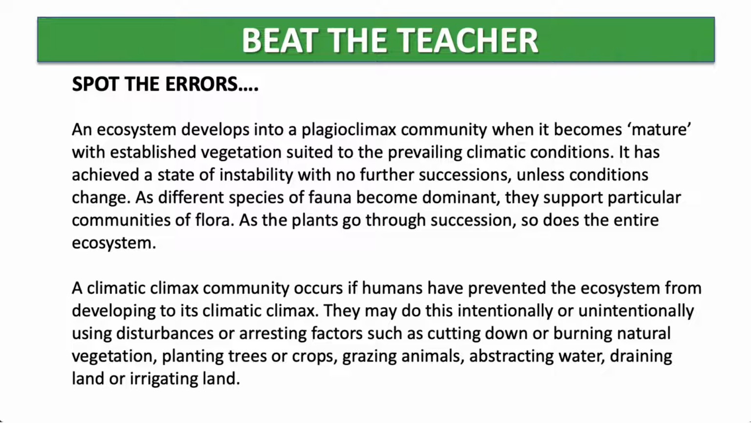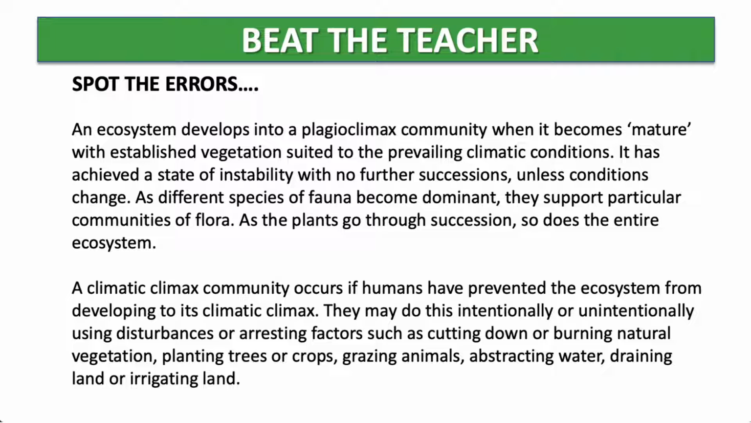An ecosystem develops into a plagioclimax community when it becomes mature, with established vegetation suited to the prevailing climatic conditions. It has achieved a state of instability with no further successions unless conditions change. As different species of fauna become dominant, they support particular communities of flora. As the plants go through succession, so does the entire ecosystem. So that's the first paragraph. You may have spotted some errors already.